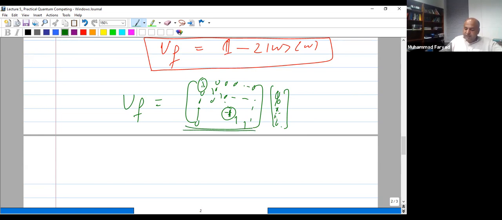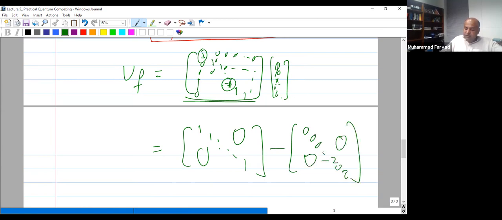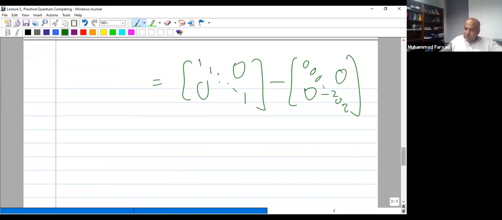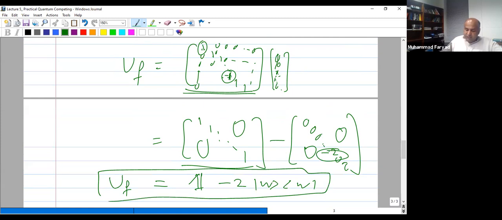But this operator can be written like this: I can write this minus 1 as 1 minus 2. So if I write it as 1 minus 2, I can have this identity matrix here, but then I will have to have 0 0 0 minus 2 0 0 0, and all other elements are 0. Now this becomes identity, and this is nothing but minus 2 W state, because this is a state that corresponds to this W state. So this oracle can be thought of as this matrix as well.